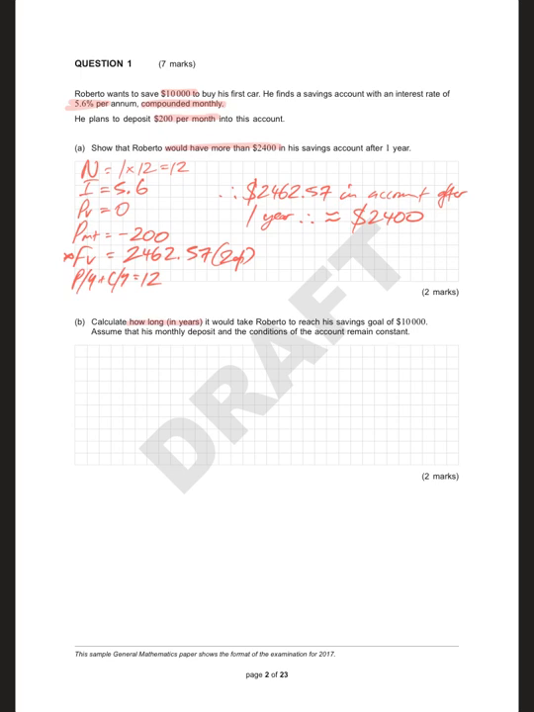Calculate how long in years. So I'm finding N this time. It would take Roberto to reach his savings goal of 10 grand. Assume that the monthly deposit and the conditions of the account remain constant. I is 5.6. PV, he starts off with nothing. PMT, I'm going to use my payments from previously because it says the conditions remain constant, so negative 200. FV is equal to 10,000, positive 10,000. PY and CY are both 12.